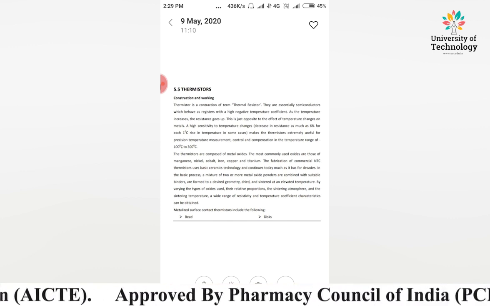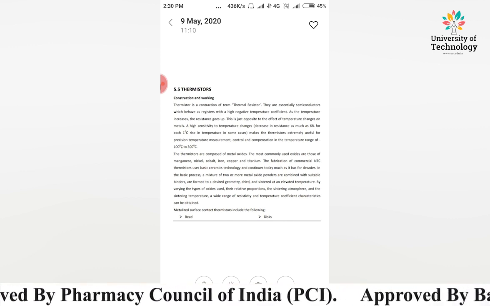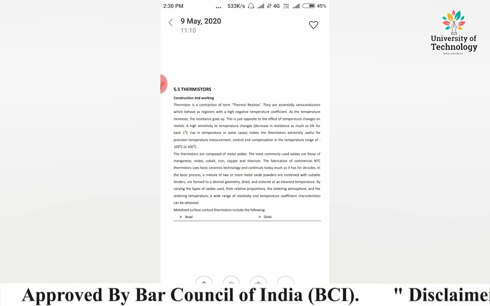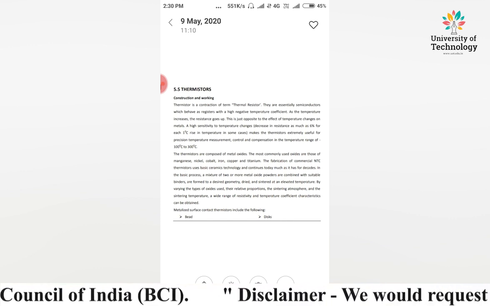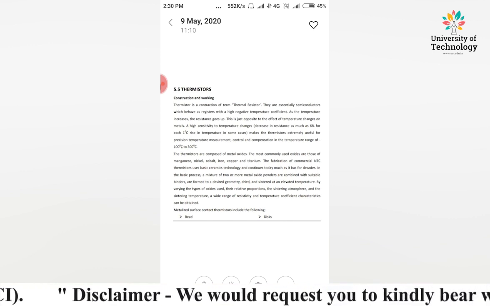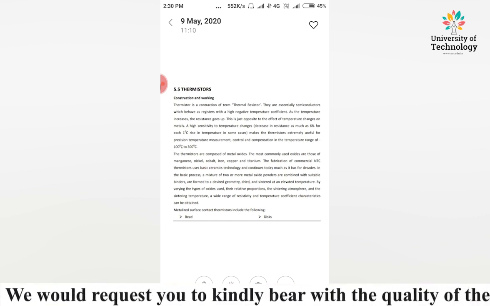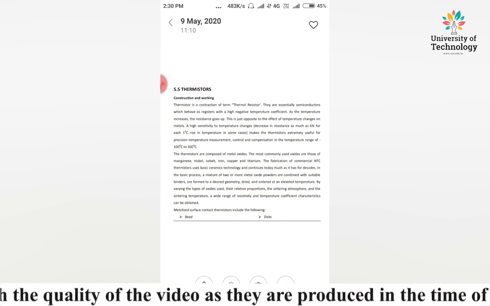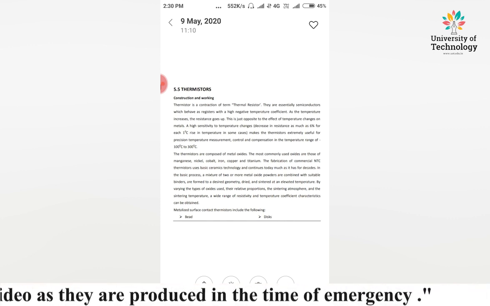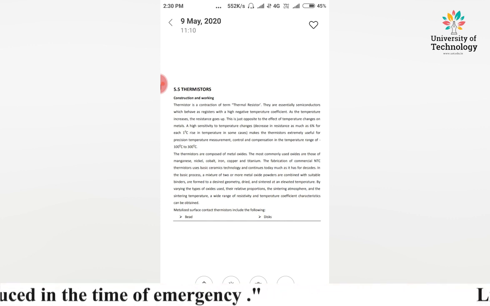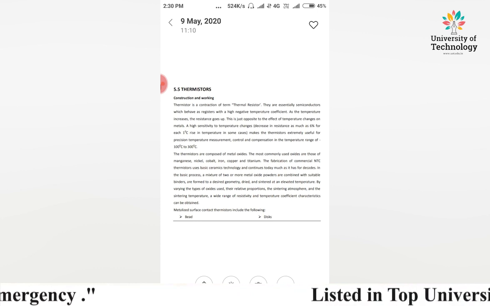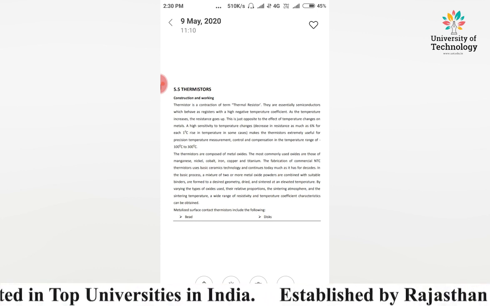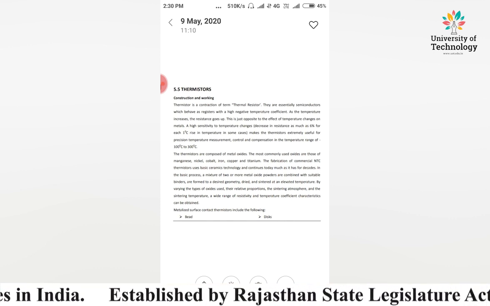They are made of semiconductors which behave as resistors with a high negative temperature coefficient. If the temperature increases, the resistance goes down. This is just opposite to the effect of temperature changes on metals.